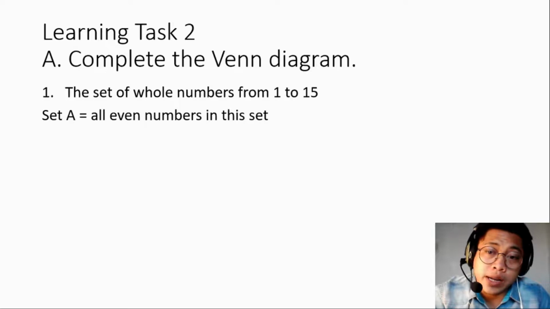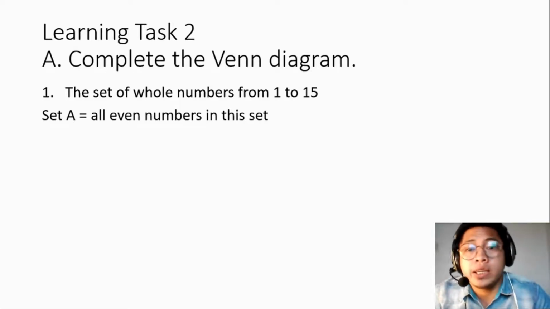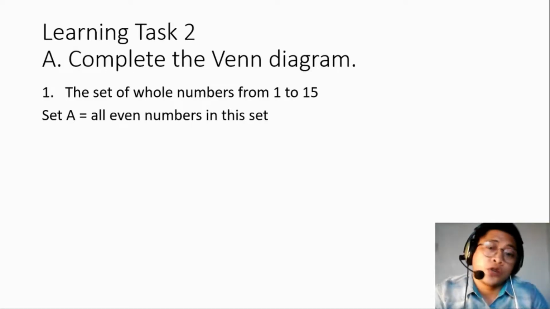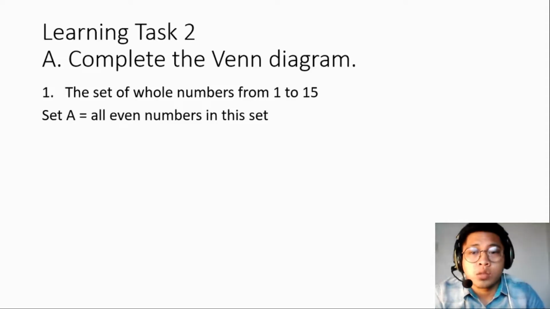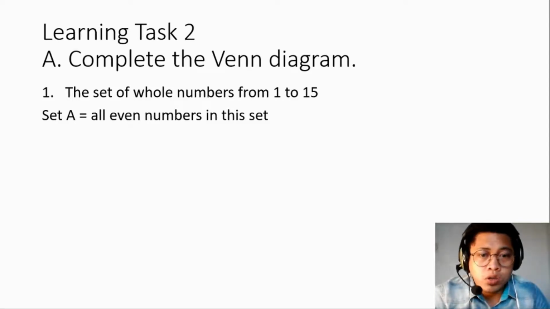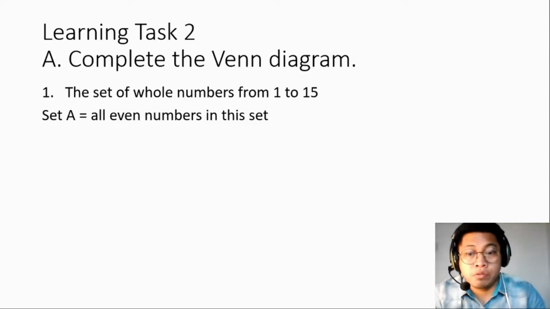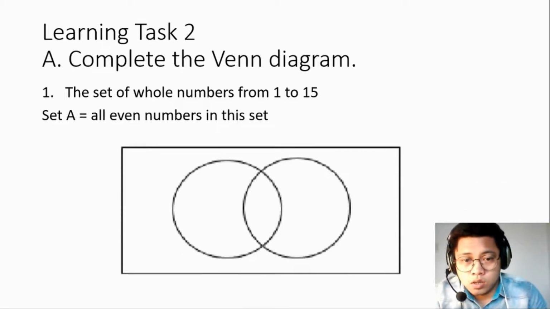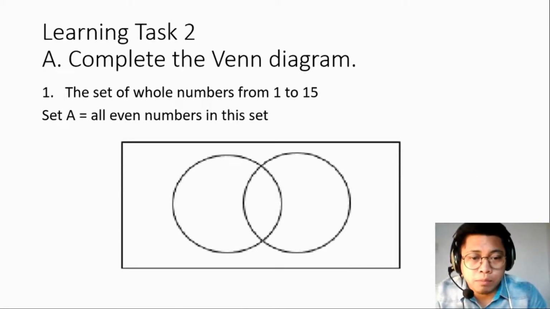So if we are clear with the illustrative example number 3, now let us proceed to learning task number 2. On learning task number 2, we have letter A, complete the Venn diagram. Number 1, the set of whole numbers from 1 to 15, wherein set A is the set of all even numbers in this set.